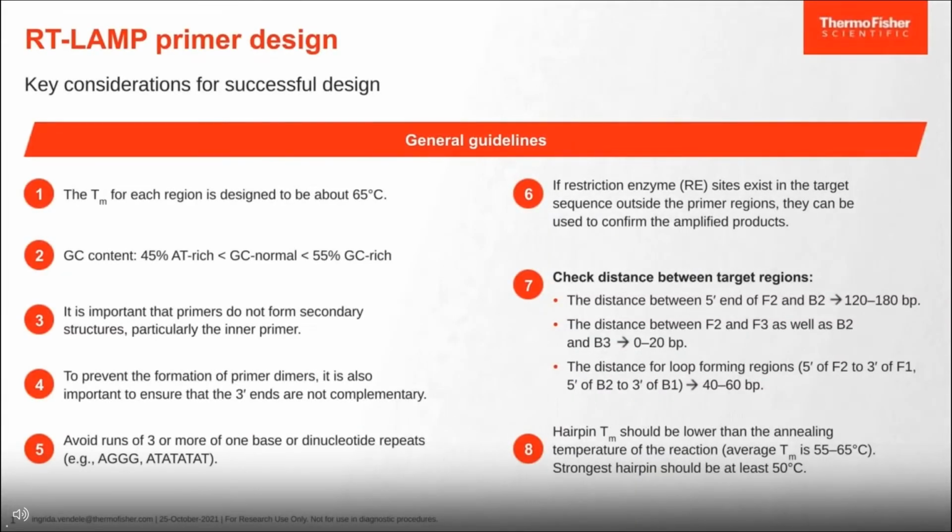Key considerations for successful primer design are very similar to general PCR primer rules, so GC content needs to be monitored and limited, as well as the melting temperature of the primers is important, and LAMP is usually carried out at 65 degrees, so that should also be the melting temperature with your primer design.